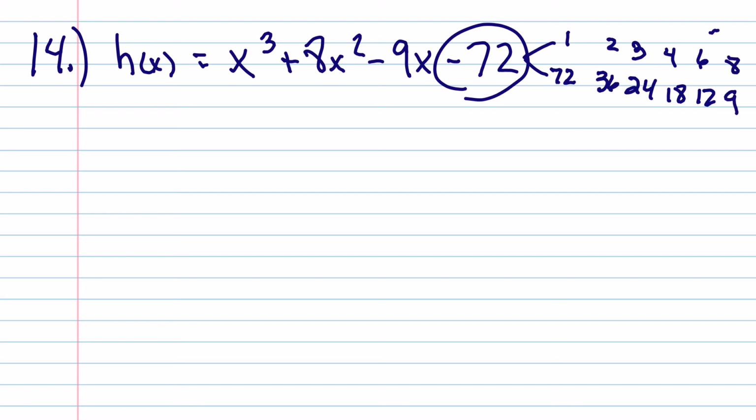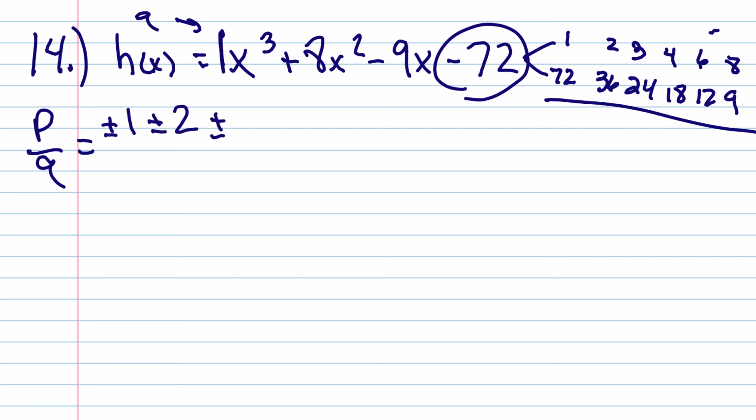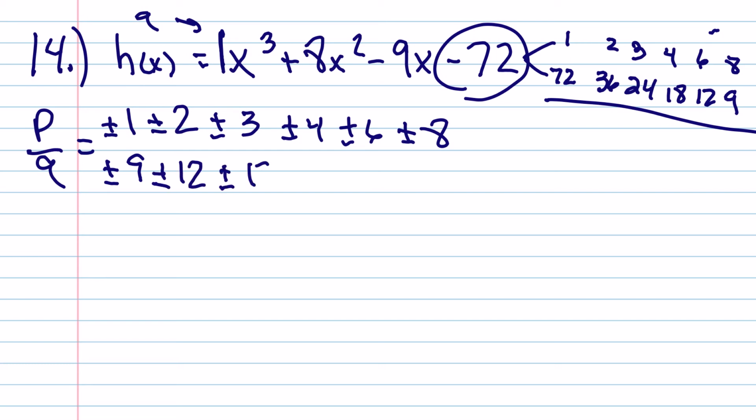and 8 and 9. Now remember, my p's over my q's, because this is 1 here for my q, are just all these numbers right here. So my plus or minus 1, plus or minus 2, plus or minus 3, plus or minus 4, plus or minus 6, plus or minus 8. And then plus or minus 9, plus or minus 12, plus or minus 18, plus or minus 24, plus or minus 36, plus or minus 72.